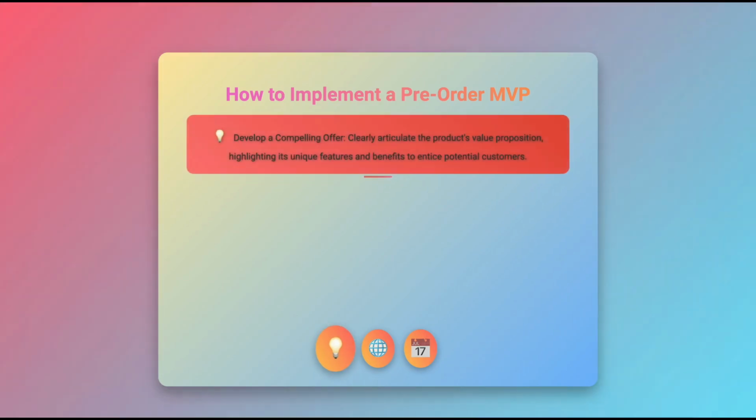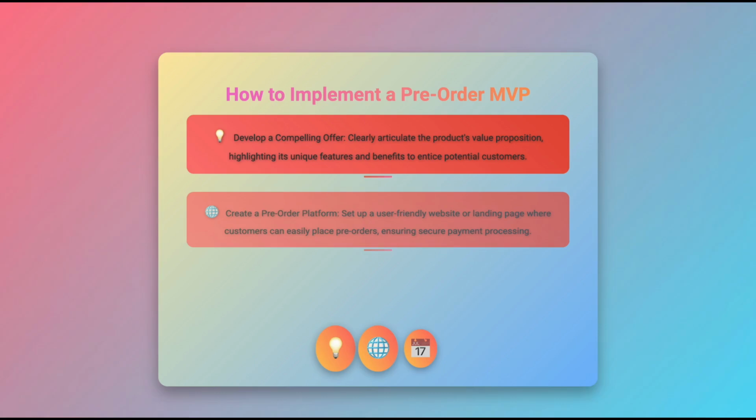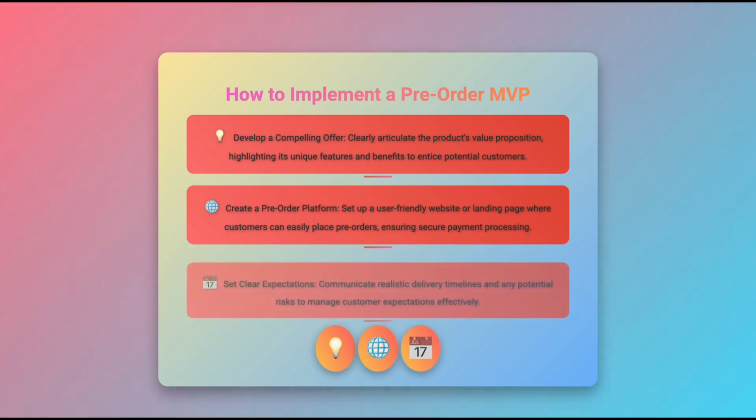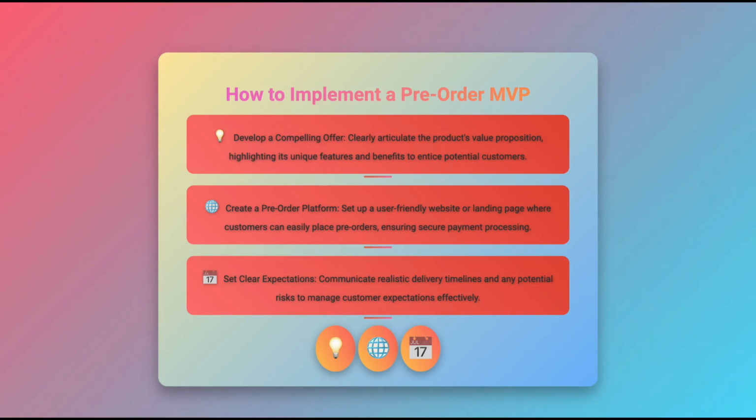Develop a compelling offer. Clearly articulate the product's value proposition, highlighting its unique features and benefits to entice potential customers. Create a pre-order platform. Set up a user-friendly website or landing page where customers can easily place pre-orders, ensuring secure payment processing. Set clear expectations, communicate realistic delivery timelines and any potential risks to manage customer expectations effectively.